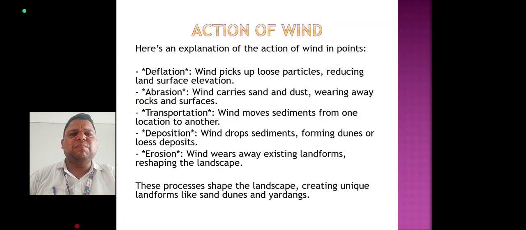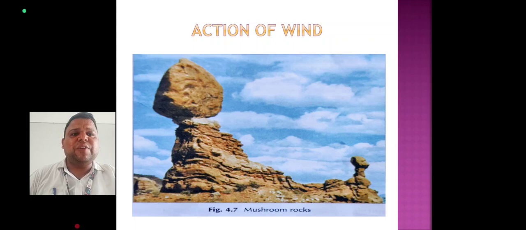Now, the action of the wind: deflation, abrasion, transportation, deposition, and erosion. In deflation, winds pick up loose particles, reducing the land surface elevation. Wind carries sand and dust, wearing away the rock and surface. This process is called abrasion. In transportation, winds move sediment from one location to another. In deposition, wind drops sediments, forming dunes and loess deposits. In erosion, winds wear away existing landforms and reshape the landscape, creating unique landforms like sand dunes and yardangs. The action of the wind also forms mountain features like mushroom rocks.